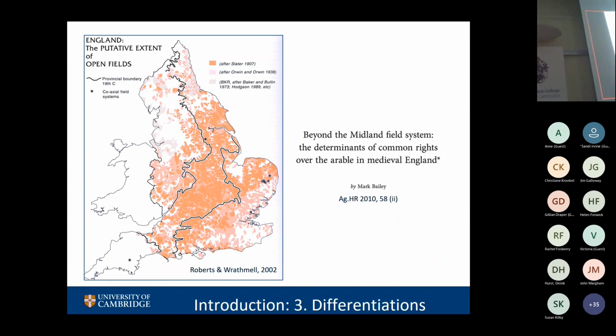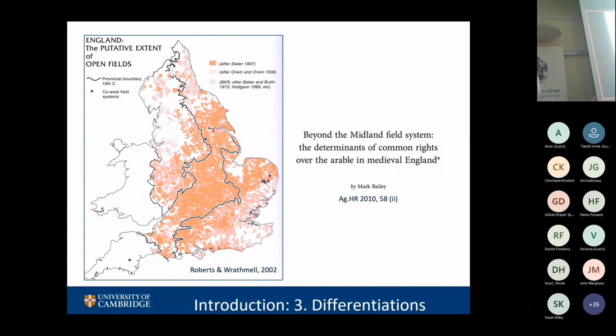Well, now, what about differentiating between open fields? This is one of the images from Stuart and Brian Roberts' wonderful atlas, and it shows the central province running down the middle of the country from northeast down to southwest. But you can see that open fields extend beyond the central province.